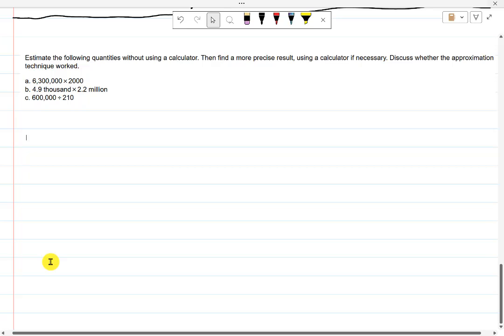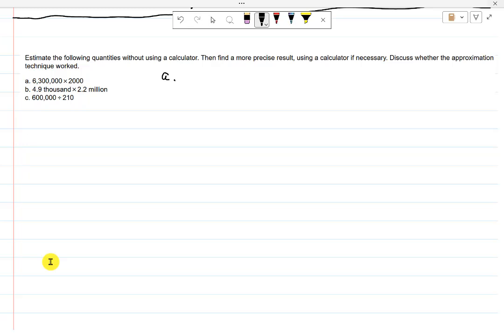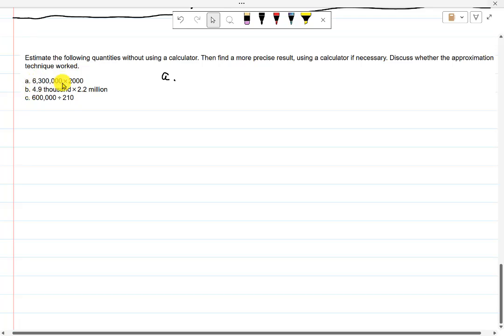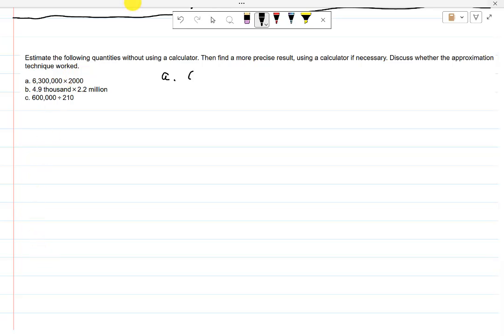In this problem, they would like to estimate these examples without using a calculator. So I'll do as much as I can. Scientific notation will help quite a bit with that. If we start with A, take a look at this. 6,300,000. After the 6, there's a total of 6 digits. So I can write 6.3 times 10 to the 6th. And then I'm multiplying that by 2 times 10 to the 3rd.